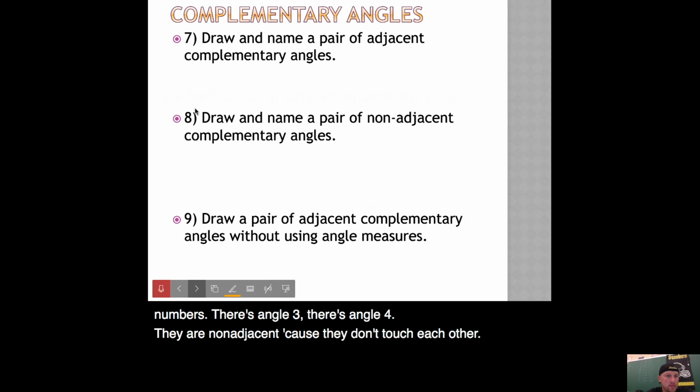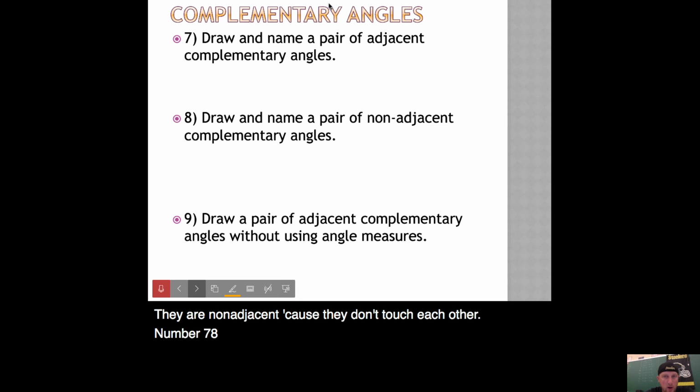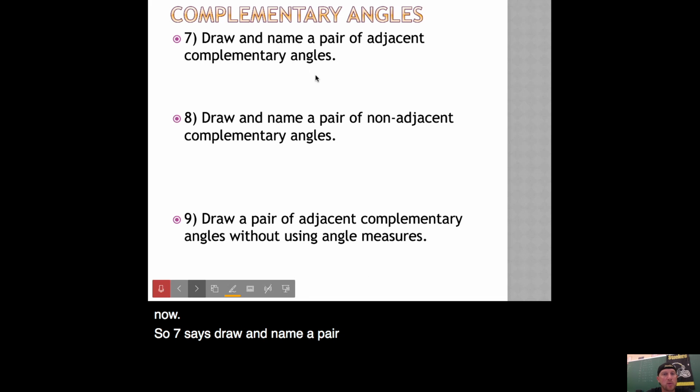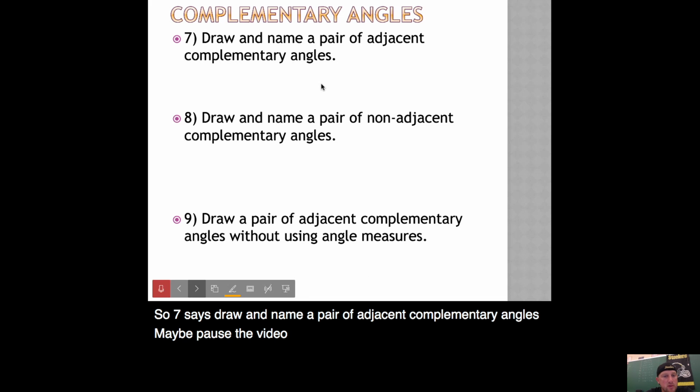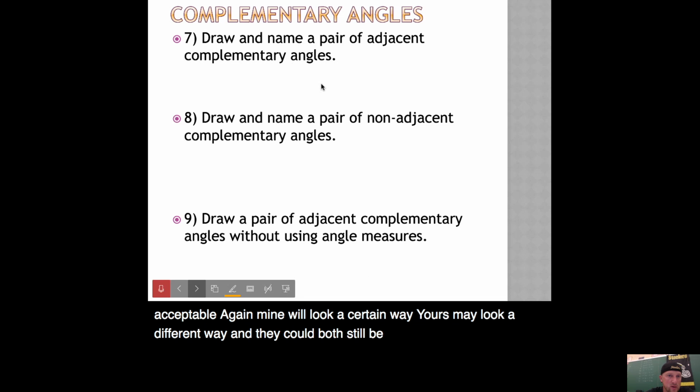Number 7, 8, and 9 looks like we're looking at complementary angles now. So number 7 says draw and name a pair of adjacent complementary angles. Maybe pause the video, try this on your own, see if yours looks acceptable. Again, mine will look a certain way, yours may look a different way, and they could both still be correct. So pause the video at this point.